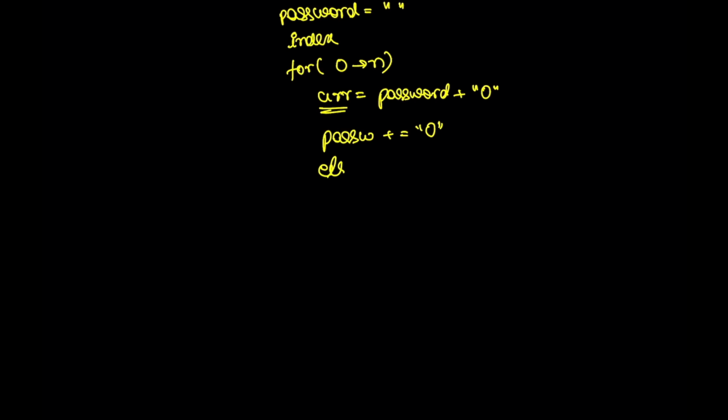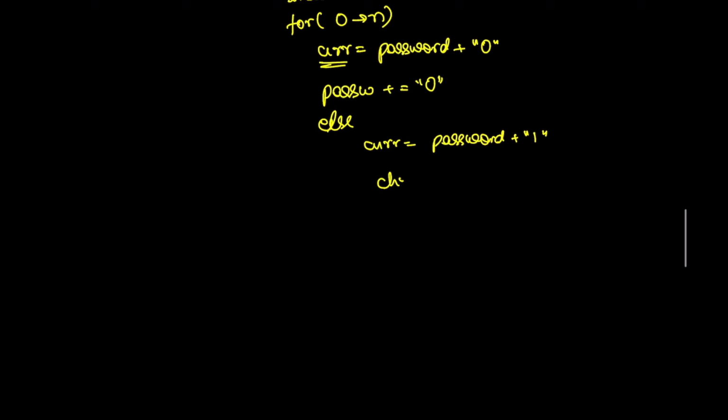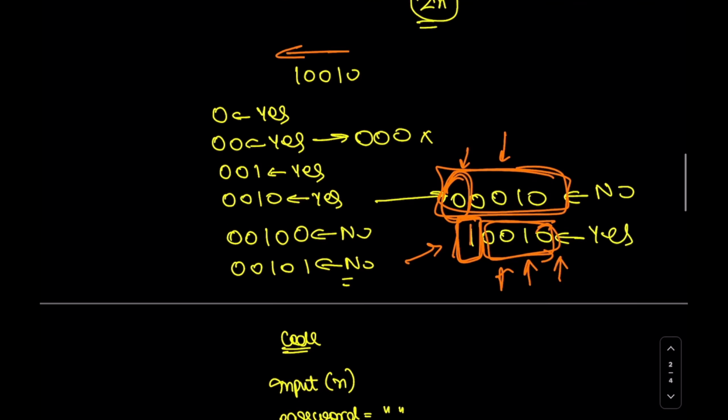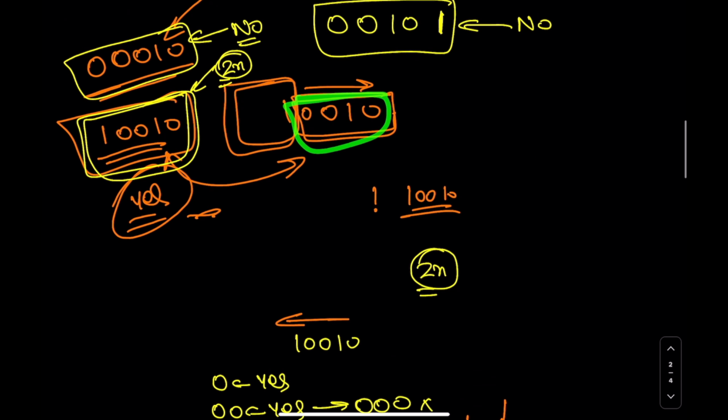Otherwise, we'll check for 1. We'll assign current to password plus 1, and we'll check. If this check also fails, then we will break this loop. That means we have got a suffix. Like we have got this.